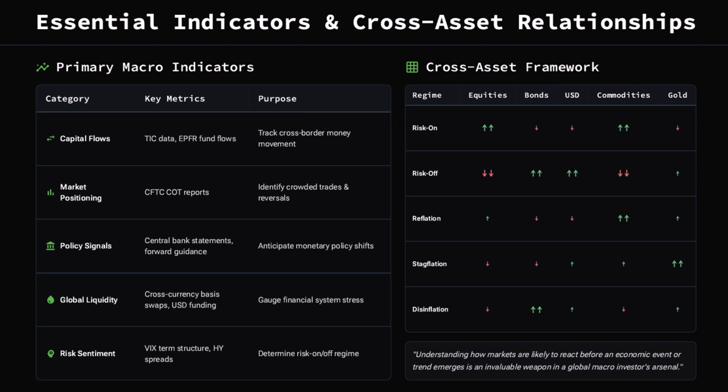The cross-asset framework then shows how these regimes impact different markets. In risk-on environments, equities and commodities typically rally. During risk-off periods, bonds and the US dollar strengthen. Understanding these relationships before trends emerge is an invaluable weapon in a global macro investor's arsenal.